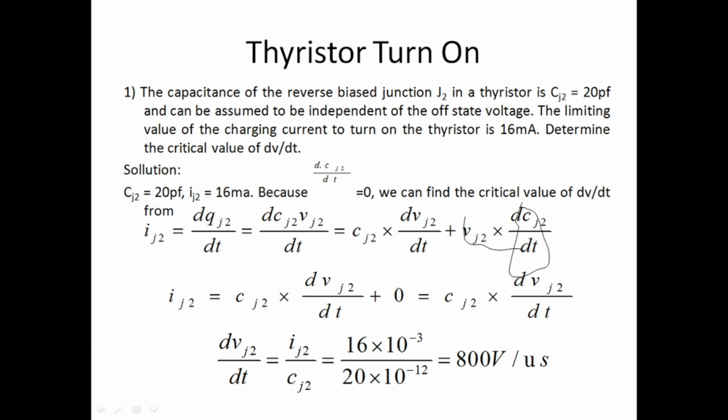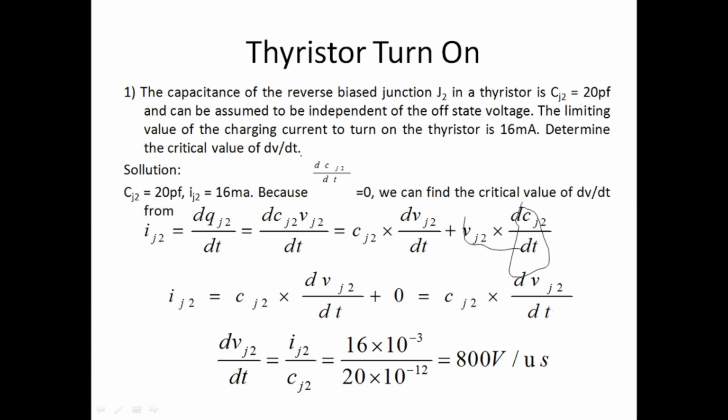The limiting value of the charging current to turn on the thyristor is 60 milliamps. This means the maximum charging current which can flow without damaging an SCR is 60 milliamps. The charging current should not cross that, it should stay below it. So determine the critical value of dV/dt.